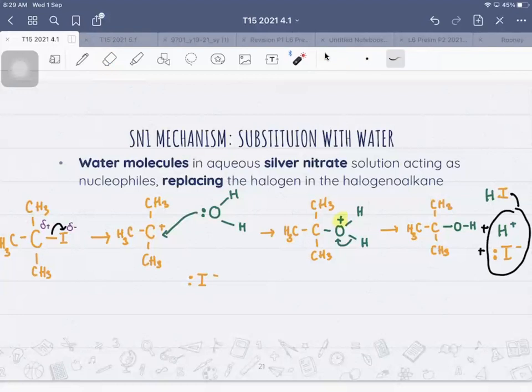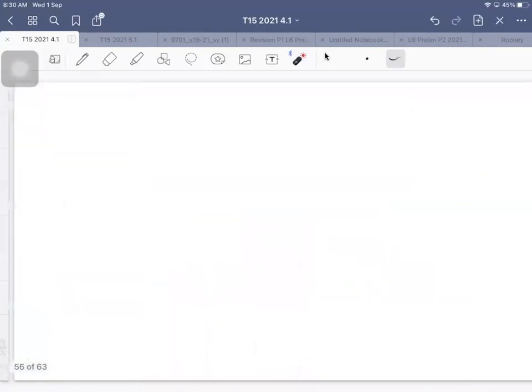The next one will be the SN2 mechanism. Same thing, SN2 mechanism means that there are two species involved in the first step. So that means both the nucleophile and the halogenoalkane are present in the first step. That's when the attack happens. All right, I'll draw for you. Okay, so you're done. Thank you.